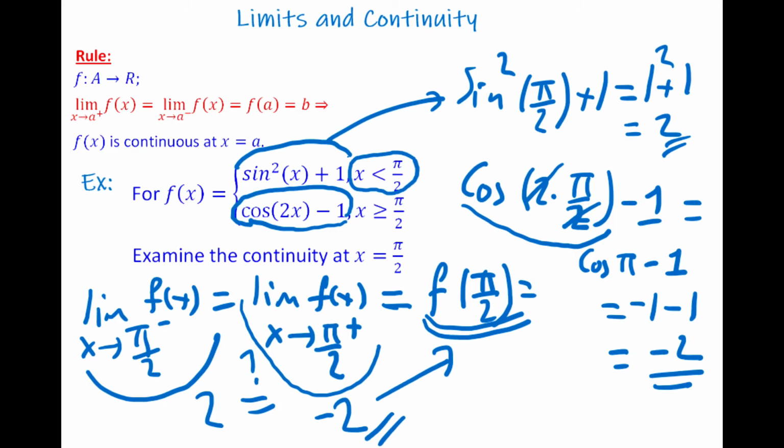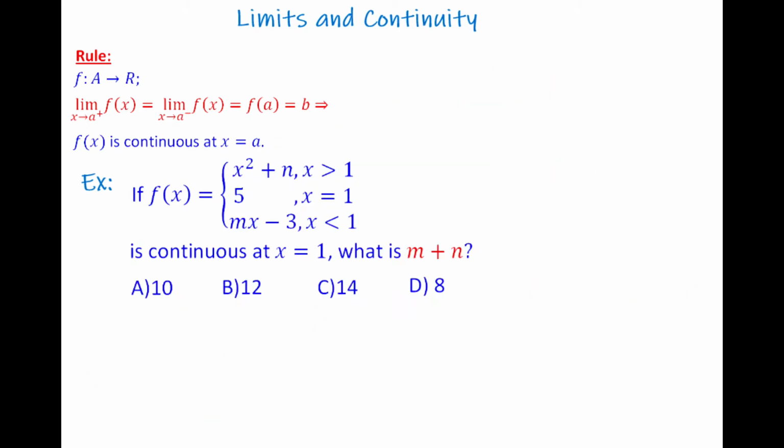So as you can see, 2 is not equal to -2. That means, guys, there is no continuity at the point x is equal to pi divided by 2, guys. So it is not continuous at this point. And let's take a look at our last question. This is our last question, guys.